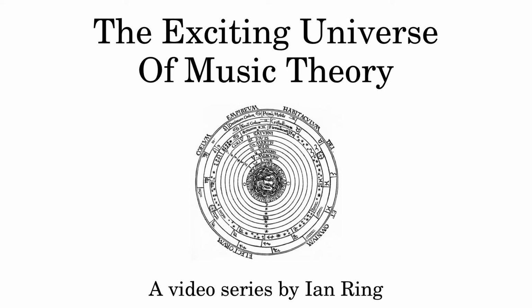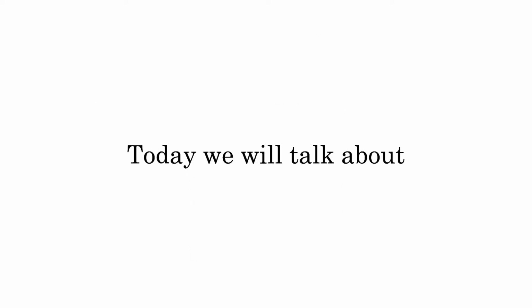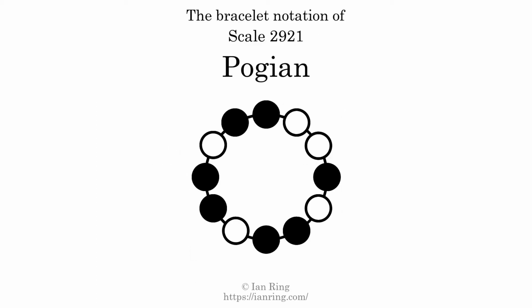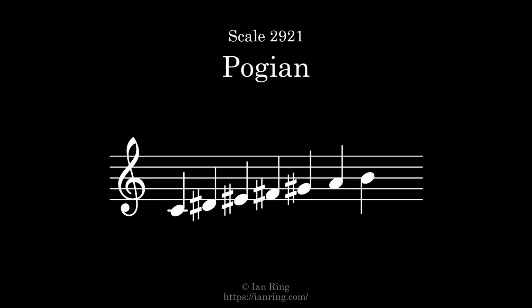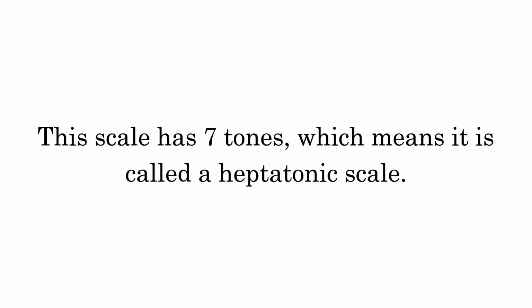Welcome to the exciting universe of music theory. Are you ready to learn? Then let's begin. Today we will talk about scale 2921, Pogian, which sounds like this. This scale has 7 tones, which means it is called a heptatonic scale.